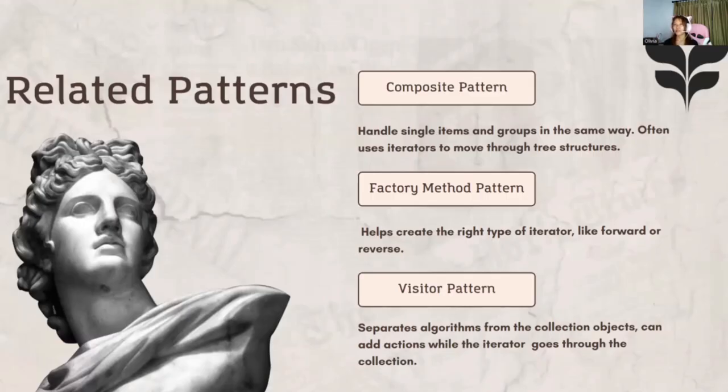The iterator has some related patterns, such as the composite pattern, which handles single items and groups in the same way and often uses iterators to move through tree structures. The second one is the factory method pattern. It helps create the right type of iterator, such as a forward iterator or a backward or reverse iterator. The last one is the visitor pattern. It separates algorithms from the collection object and adds actions while the iterator goes through the collection.